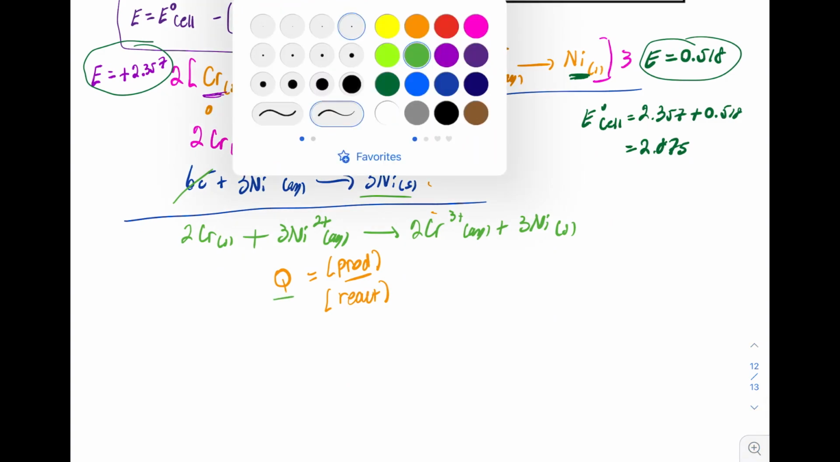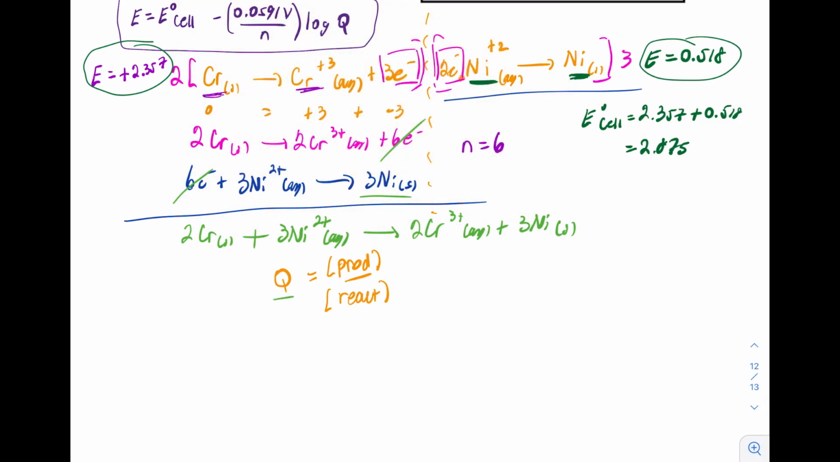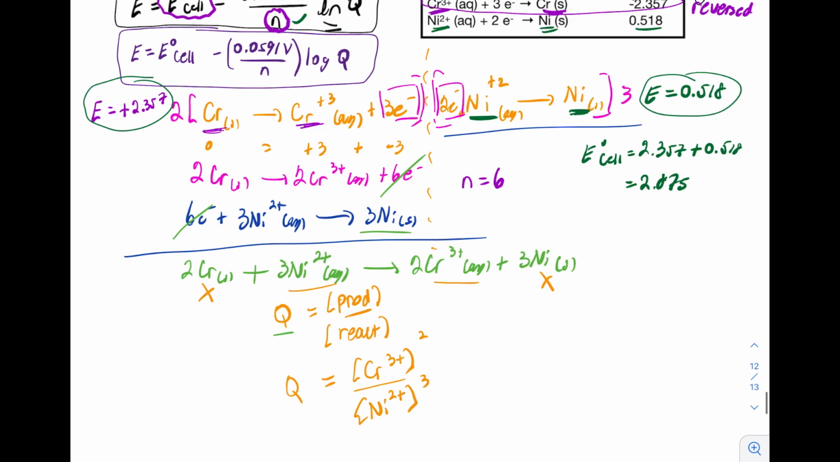Now, when we're figuring out what Q is, remember that solids don't enter into the equilibrium expression. It's only aqueous things. So on the product side, we have chromium 3 plus. We have 2 of those, so it's squared. On the reactant side, we have nickel 2 plus, and we have 3 of those. That's cubed. So that's how I'm going to figure out Q to plug into the Nernst equation.